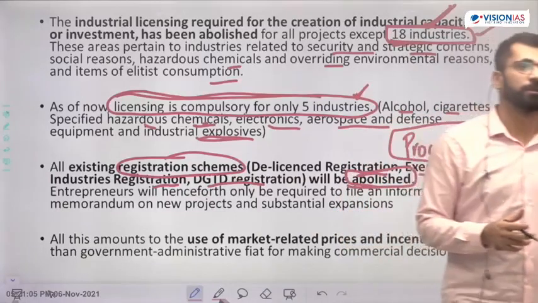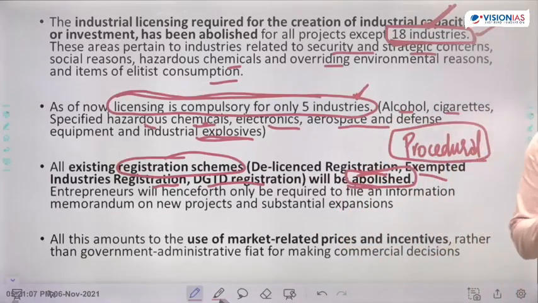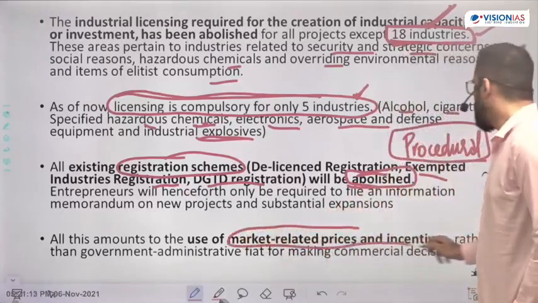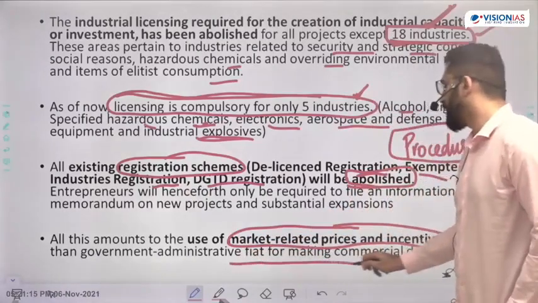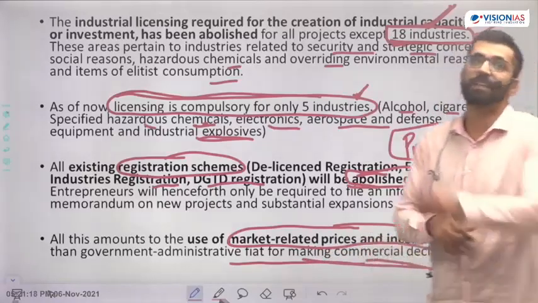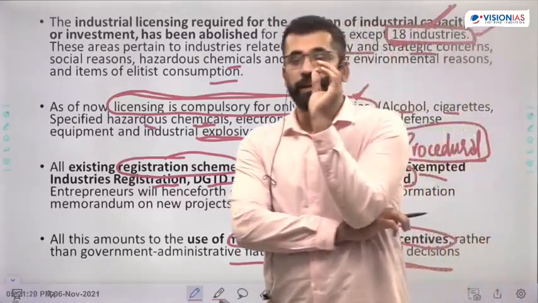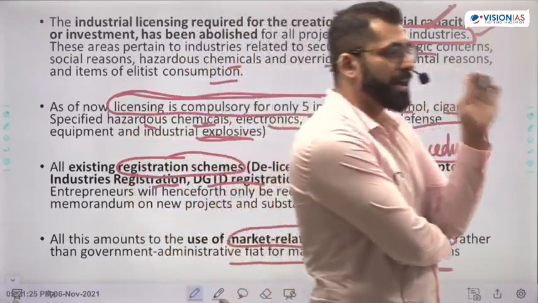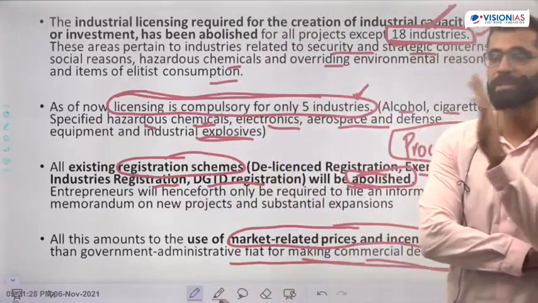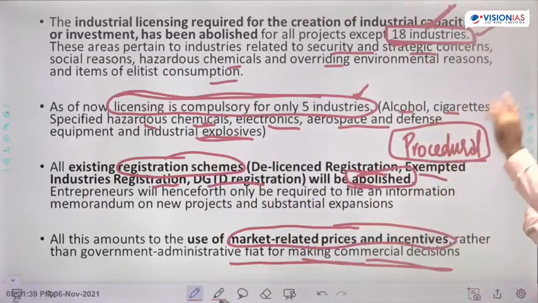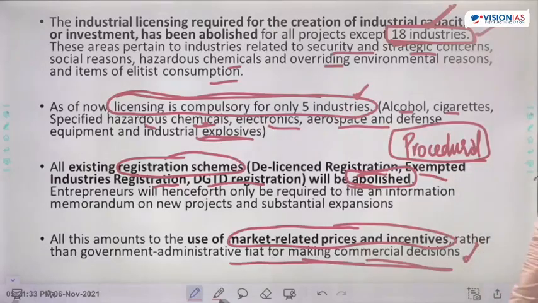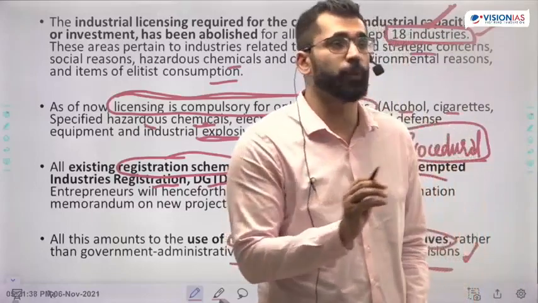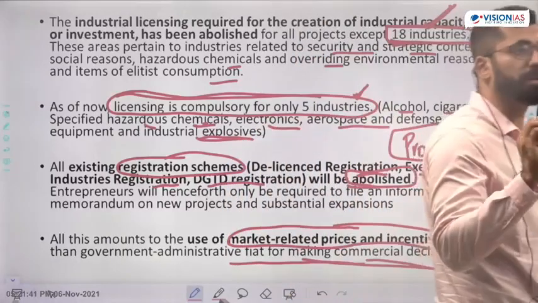Freedom to work. Removing the quota permit Raj. Removing the licenses. See, use of market related prices and incentives rather than government administrative fiat for making commercial decisions. We had seen in 48 and 56 under the Industries Development and Regulation Act 1951, supply of raw material, quantity to be produced, what prices you should keep, this was all decided by government. Not only licenses, how much you will produce, how much price you will charge, what is the supply of raw material you are taking, everything will be decided by the government.